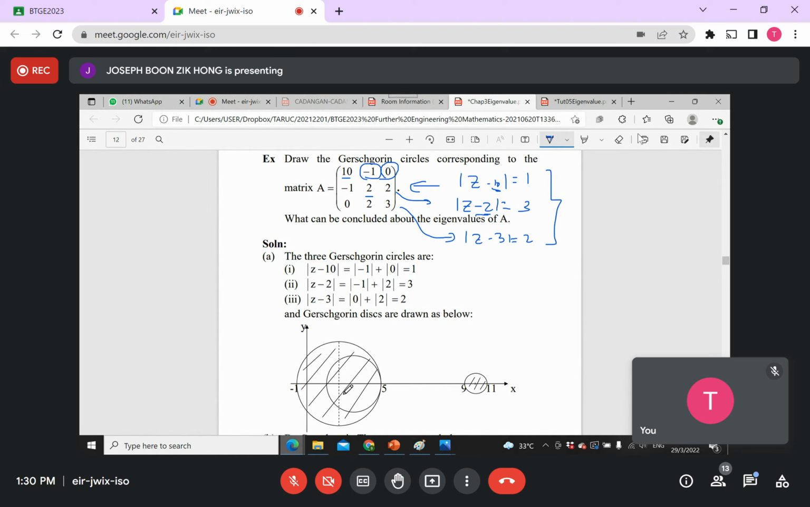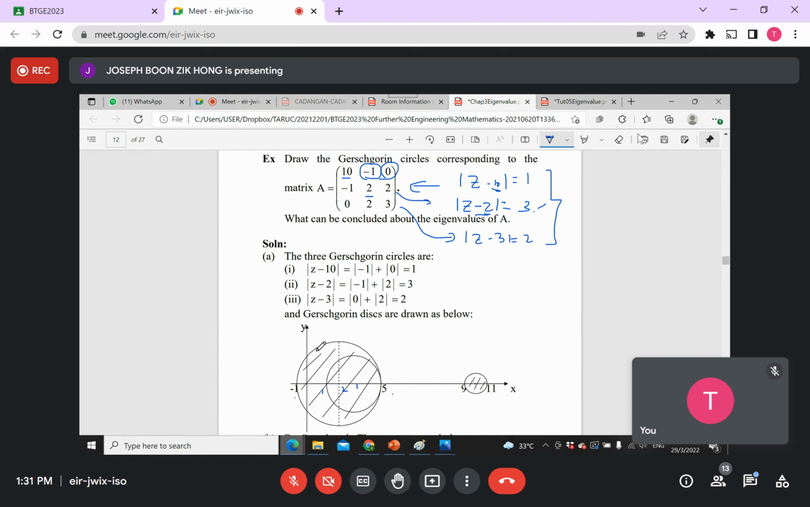This is 2, and the radius is 3. So 2 plus 3 is 5, 2 minus 3 is -1. So the bigger one will be this one. And for this one, z minus 3, the center is at 3, and the radius is 2. 3 plus 2 is 5, 3 minus 2 is 1. So this is the Gershgorin circle.